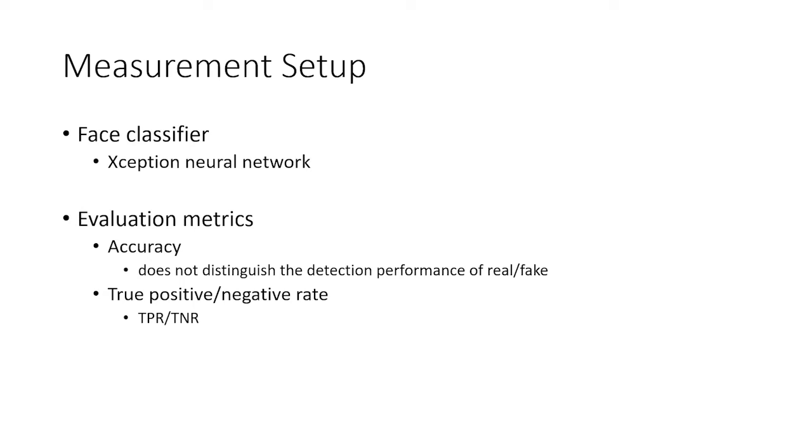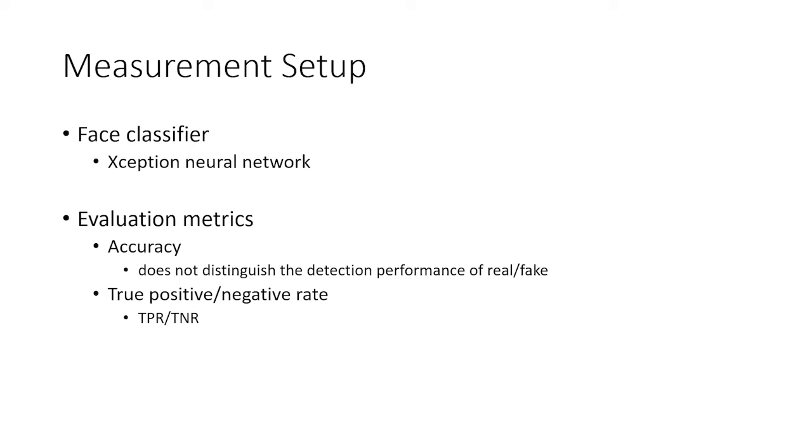The first one is accuracy. The accuracy of a face classifier is defined as the fraction of the test face images that are correctly classified by the face classifier. Accuracy is an aggregated metric, which does not distinguish the detection performance of the real faces and fake ones. Therefore, we further consider true positive rate and true negative rate.